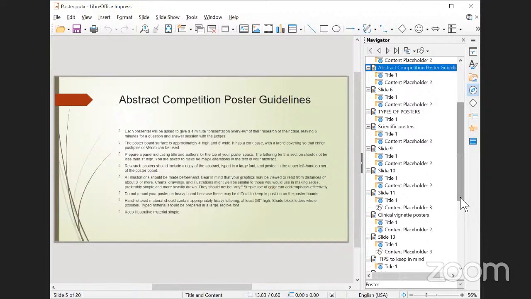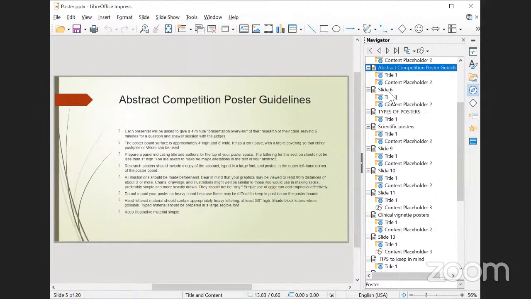It has a cork base with fabric covering so that either push pins or Velcro can be used. You need to prepare a panel indicating title and authors for the top of your poster space. The lettering for this section should not be less than 1 inch high. You are asked to make no major alterations in the text of your abstract.